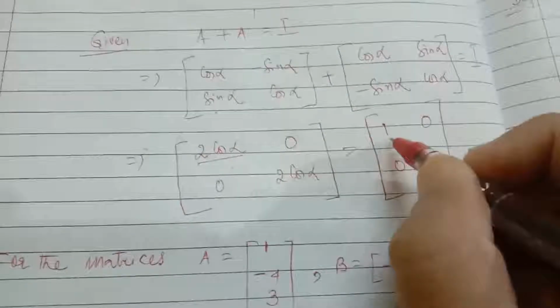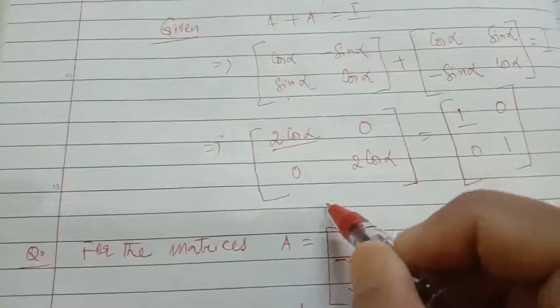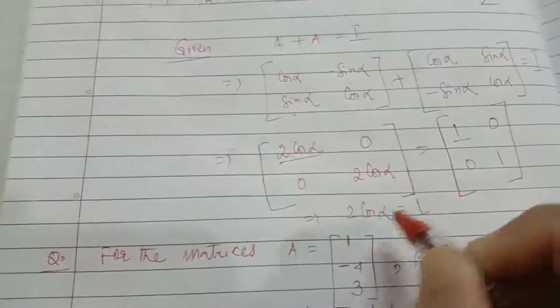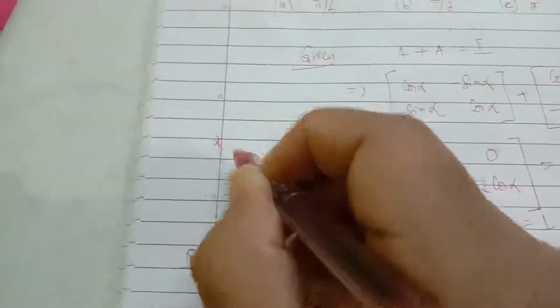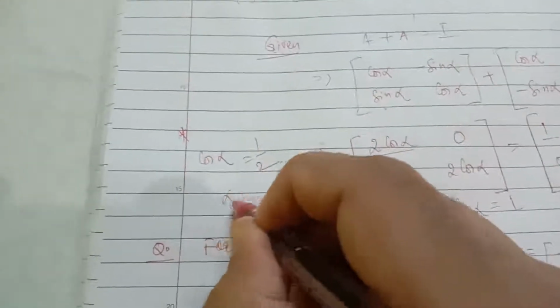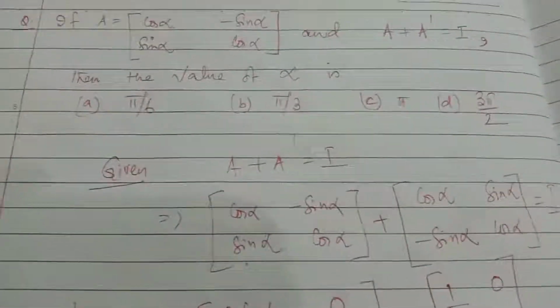Comparing, you get 2 cos alpha. Let me write here. 2 cos alpha is equal to 1. Cos alpha is equal to half and alpha equal to 60 degrees, that is pi by 3. So the correct option is B. B is the correct option.